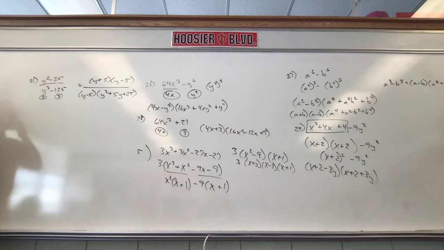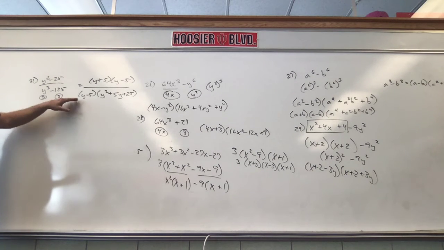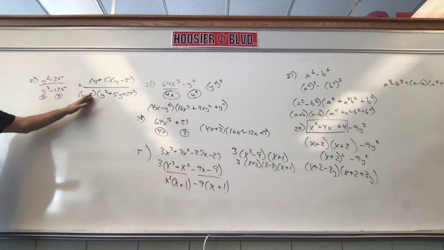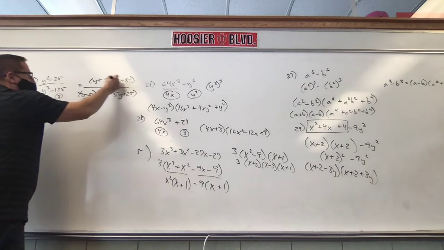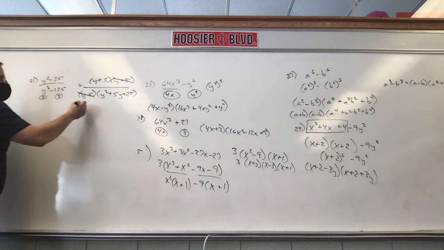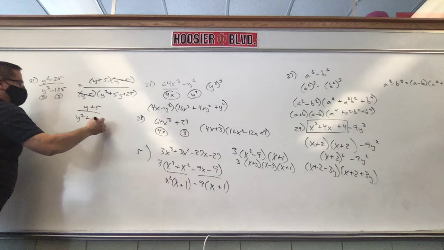What can we cancel? The y minus 5. Why are we allowed to do that? Are they separated by pluses or minuses? No, what is y minus 5 separated by? Parentheses, and parentheses mean times. You can cross off y minus 5 and y minus 5. So we're left with y plus 5, or y squared plus 5y plus 25.